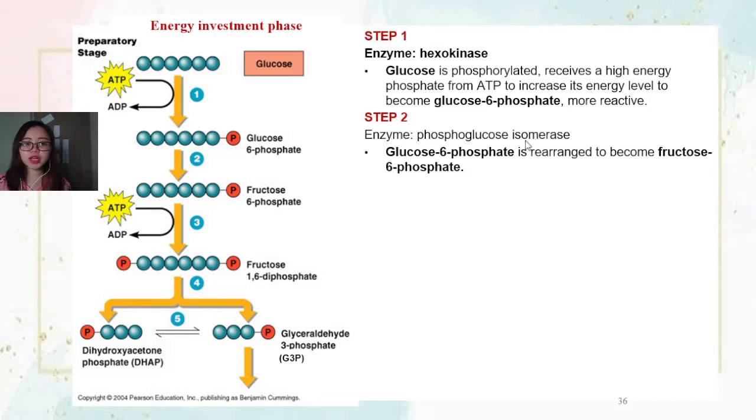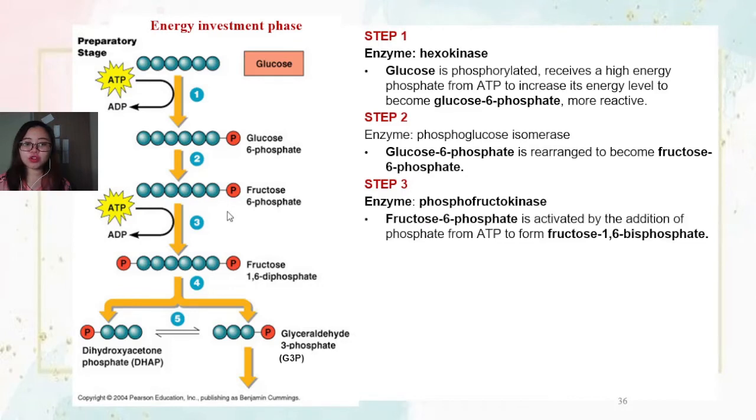That's why it's called an isomerase. And that brings us to step 3. The enzyme that will be involved in step 3 is phosphofructokinase. You see the word kinase, you can already guess it's going to involve phosphorylation. In step number 3, fructose 6-phosphate is activated by the addition of phosphate from ATP to form fructose 1,6-bisphosphate.